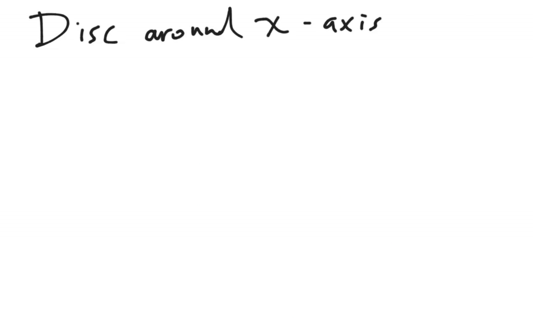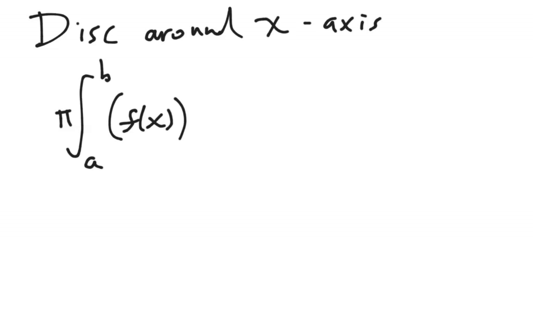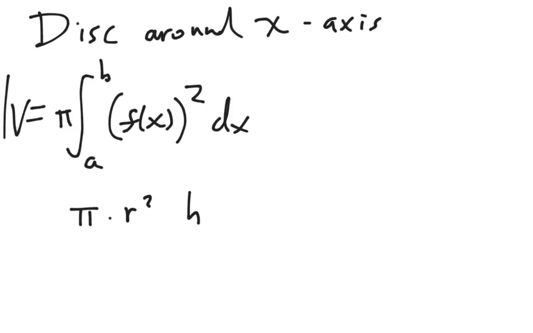So in general, for using the disk method around the x-axis, you'll have the pi out front, the integral from a to b, and then usually it's just going to be f of x squared dx, because here you're looking at the idea that the radius of that disk is f of x. It's going to be pi r squared h, and then you're going to integrate that. So that's your volume equation.